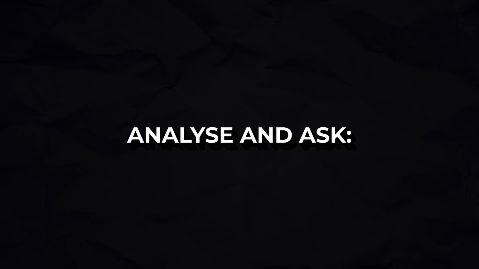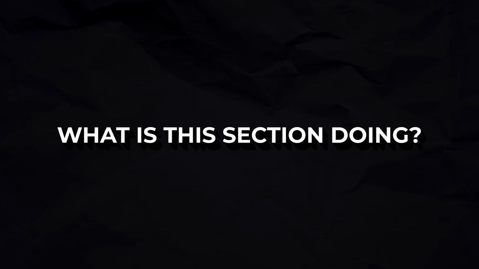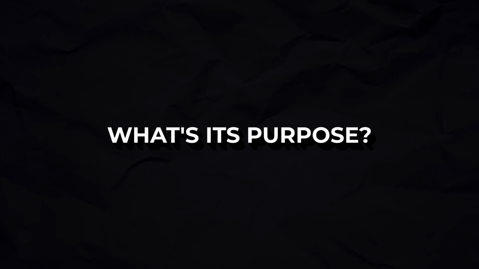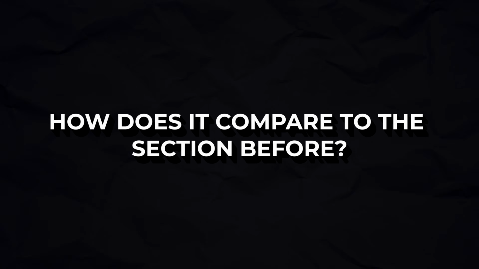Step 1, listen critically. Play through your song and identify the sections where your energy dips or where you feel like it's missing something. Pay attention to the transition sections, like verse to pre-chorus or pre-chorus to chorus. Analyze the sections and ask yourself, what is this section doing? What's its purpose? How does it compare to the section before or after it? Do the melodies sound too similar?